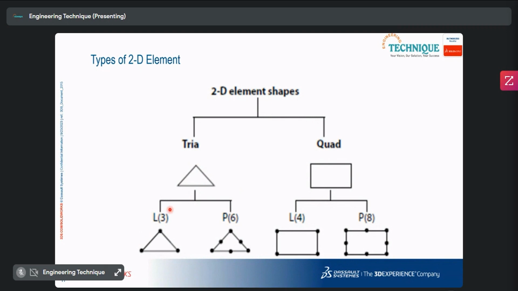Now, here in SolidWorks, two types of 2D elements are considered. One is the linear element, that is the L3. You can see there are three nodes connected to form the element. That is the L3 part. If you put three additional nodes at the center of the edges of this element, then it is converted into a parabolic element. When the linear element is deformed, it deforms linearly only, and the parabolic element deforms curvilinearly. The same applies to the quadrilateral, L4 and P8.